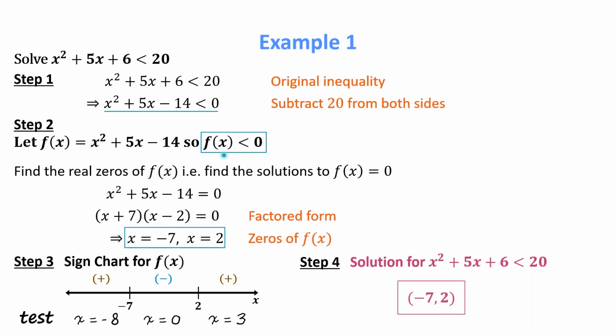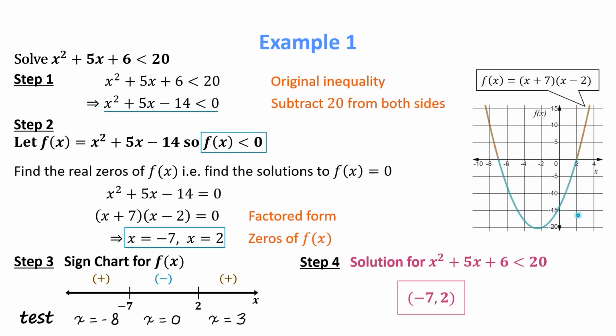If we were to graph f of x, the graph would look something like this. And you can see our solution agrees with this because between minus 7 and 2, you can see f of x is below the x-axis, which is entirely negative.